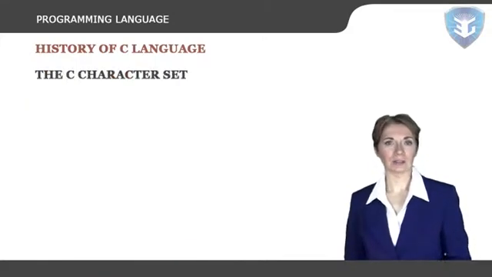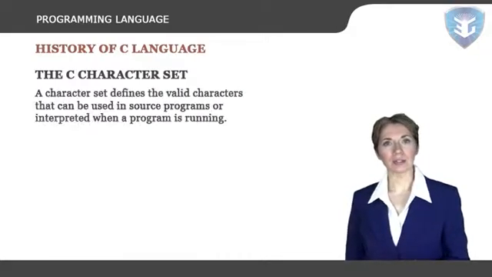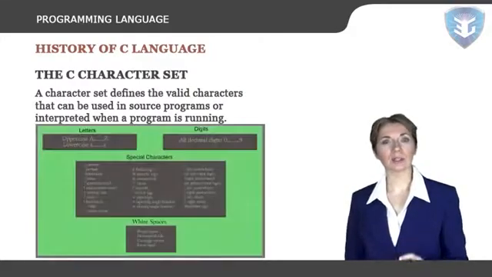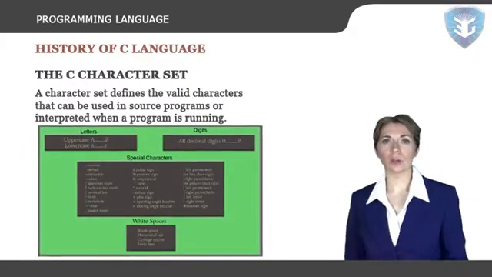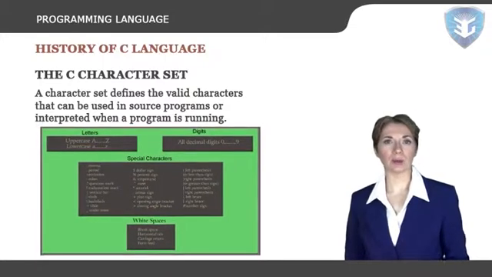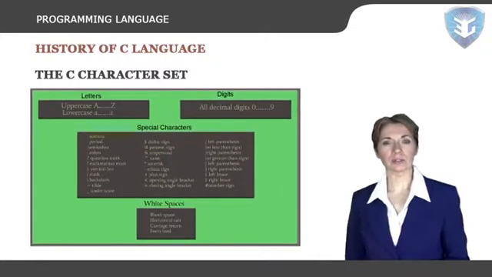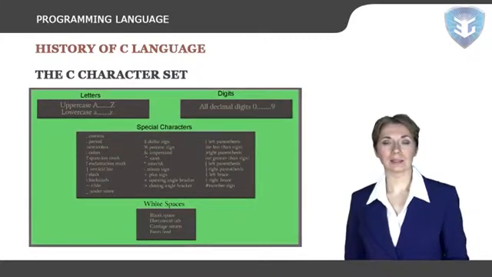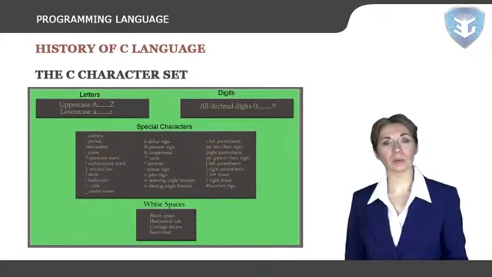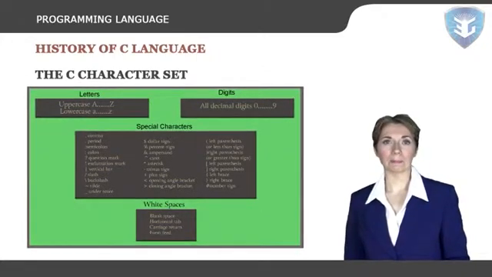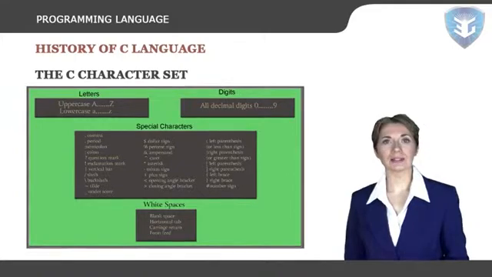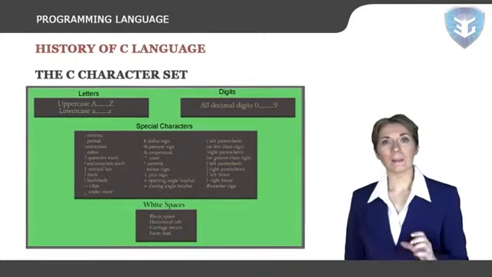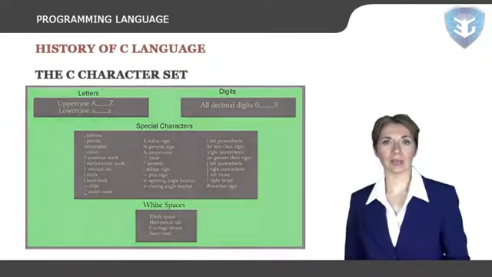The C character set. A character set defines the valid characters that can be used in source programs or interpreted when a program is running. The source character set is the set of characters available for the source text. The execution character set is the set of characters available when executing a program. The source character set does not necessarily match the execution character set.